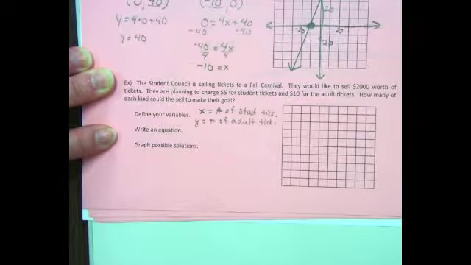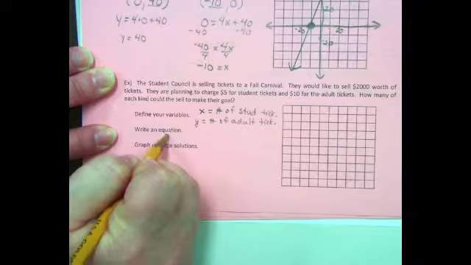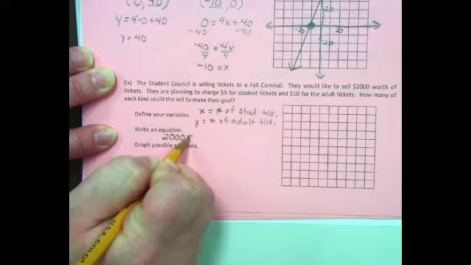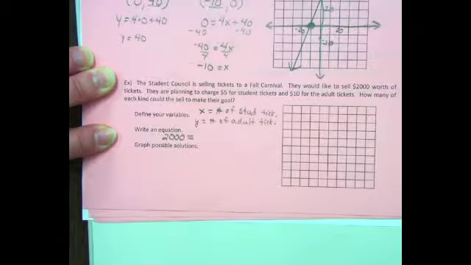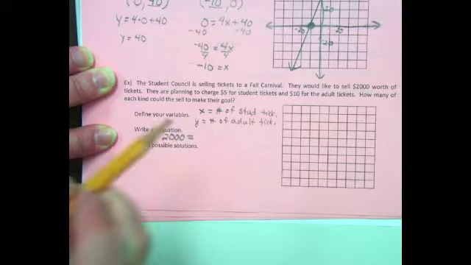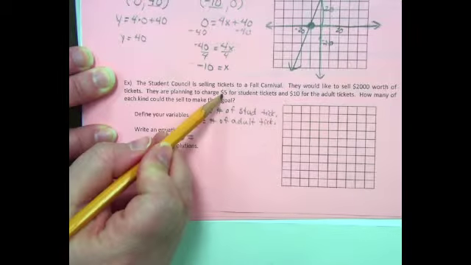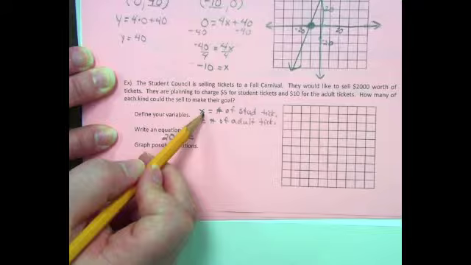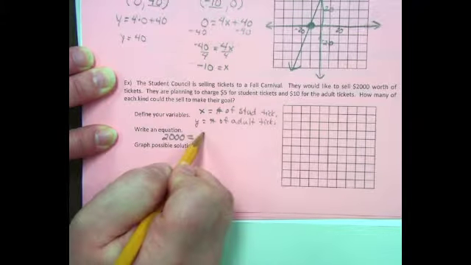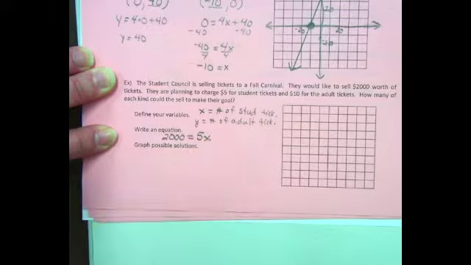So now we're going to write an equation. Well, we know they want to raise $2,000. So whatever I sell has got to equal $2,000. And every student ticket they sell, they get $5 for. So if I sell x tickets, I'm going to raise x times $5, or the way to write that is 5x.